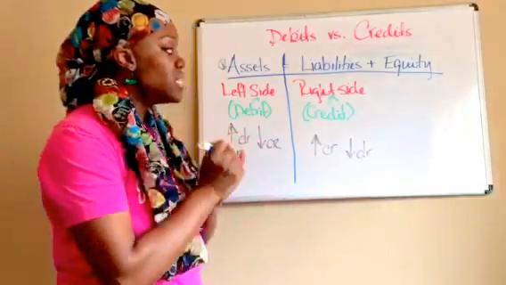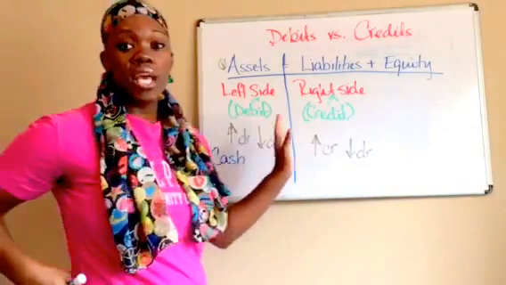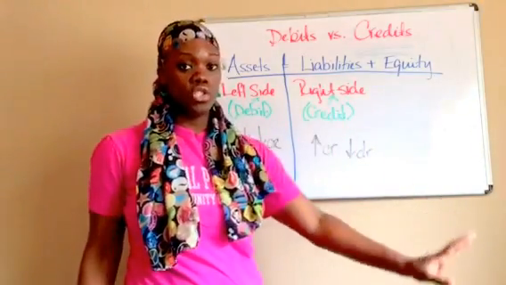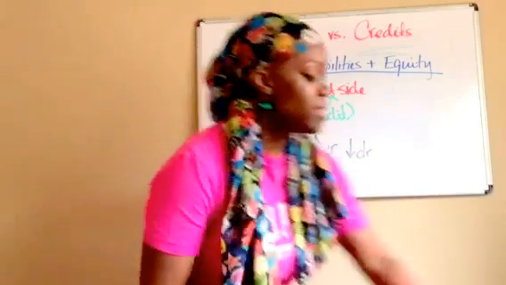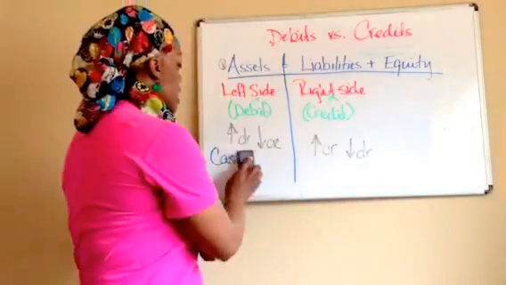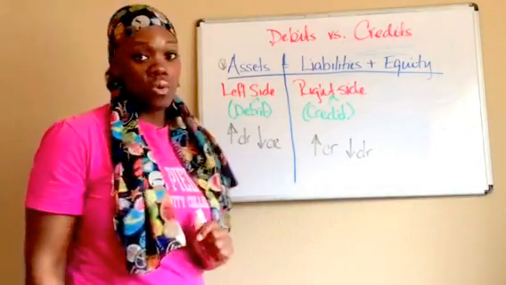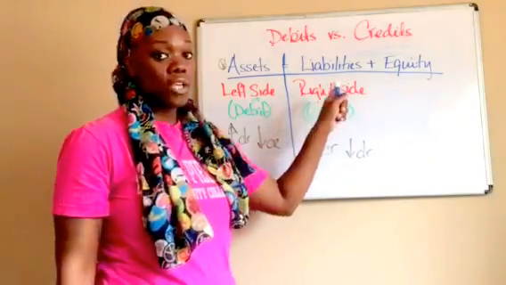But basically, this is the outline that I wanted to show you before we go into the journal entries. The main thing that I want you to remember here is that debit equals left side, credit equals right side.